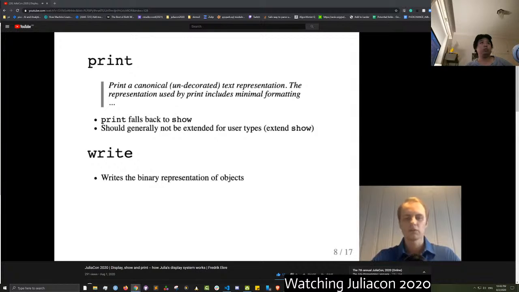And then there is also write, which is another function. This one is not really related to output, even though it's similar. Write instead writes the binary representation of objects.